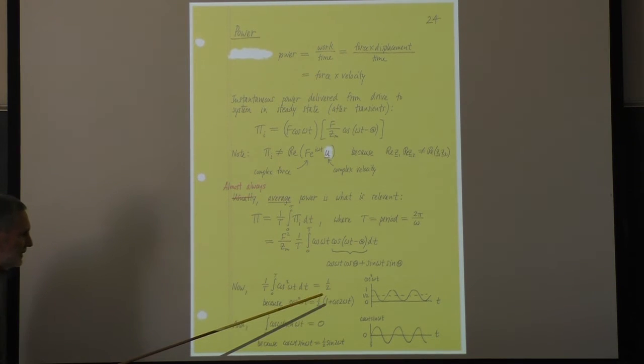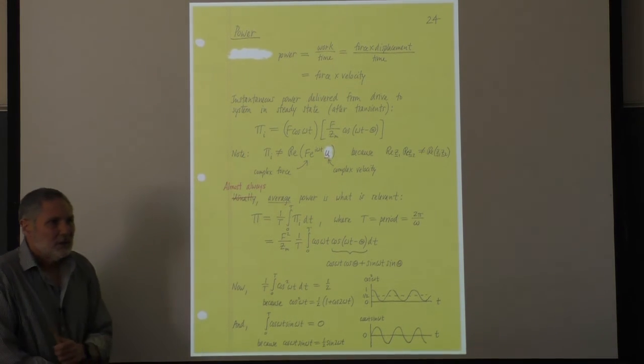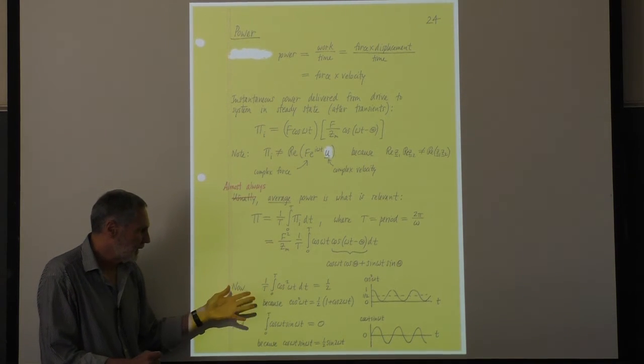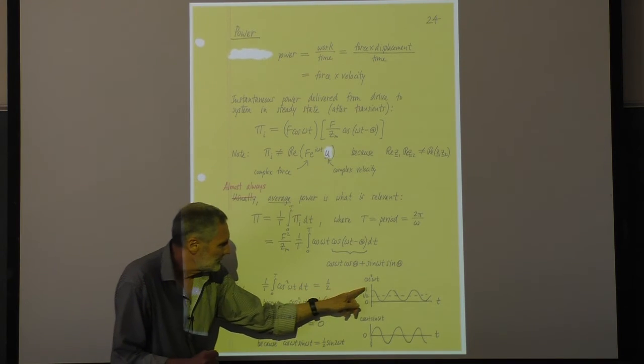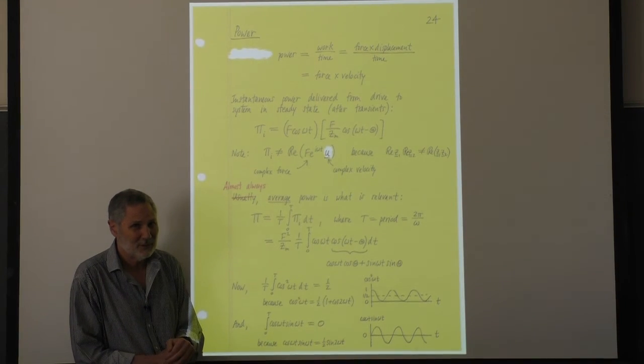Now, this is easy. I want to emphasize this because you don't want to have to go through this integration. It's really actually obvious. Once you recognize that the cosine squared of omega t looks like that, what's the average value of that curve right there?